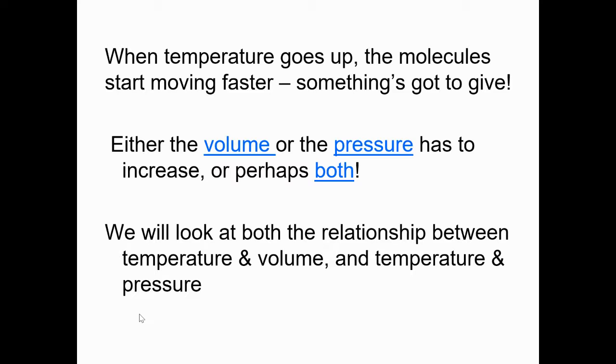So in Boyle's law, we held temperature constant. Now we're going to look at what happens when temperature goes up or down. When the temperature of a gas goes up, the molecules start moving faster and banging around more, and something's got to give. Either the volume has to go up, or the pressure has to go up, or in some cases, both will go up. But first, we're going to look at the individual relationships between temperature and volume, which is Charles' law, which I'm going to cover today, and then temperature and pressure, which is called Gay-Lussac's law, which I will cover in a future session.